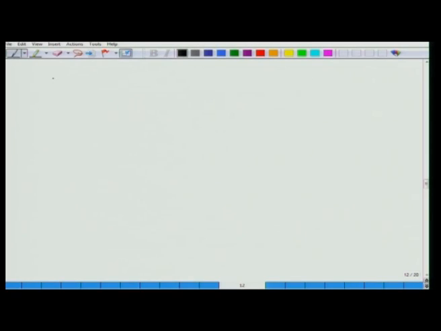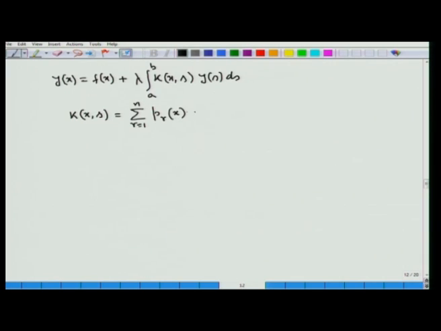So, we are considering an equation of the form y(x) = f(x) + lambda integral a to b k(x, s) y(s) ds. This is the given equation. The kernel is separable, that means k(x, s) = sigma r running from 1 to n p_r(x) q_r(s).